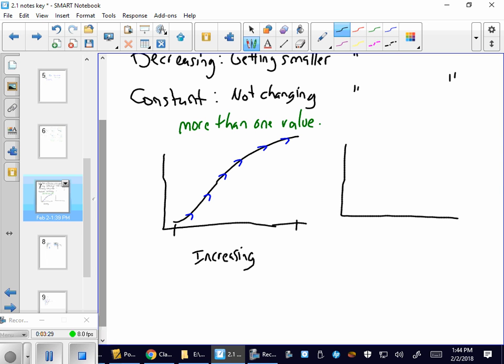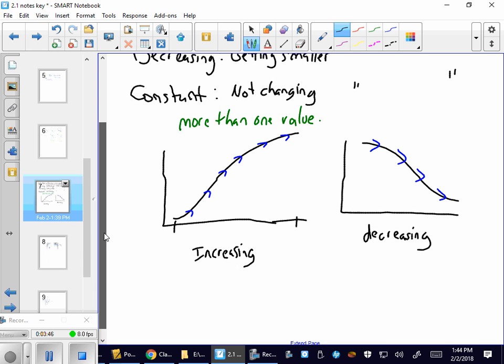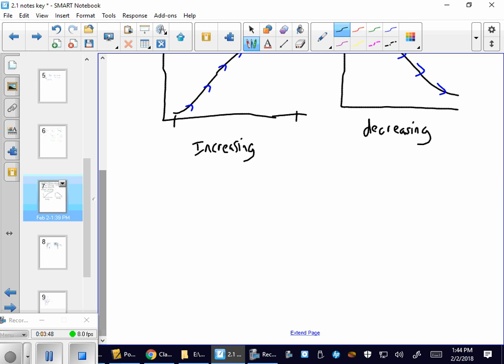Likewise, something that might look like this is moving down constantly from left to right. You can kind of see the direction of those arrows. It is indicating it's moving down, so that's decreasing. And then something which is not changing, it's not increasing or decreasing, would be something that looks like this. It's just a horizontal line of some kind. And that is constant. Not increasing, not decreasing.